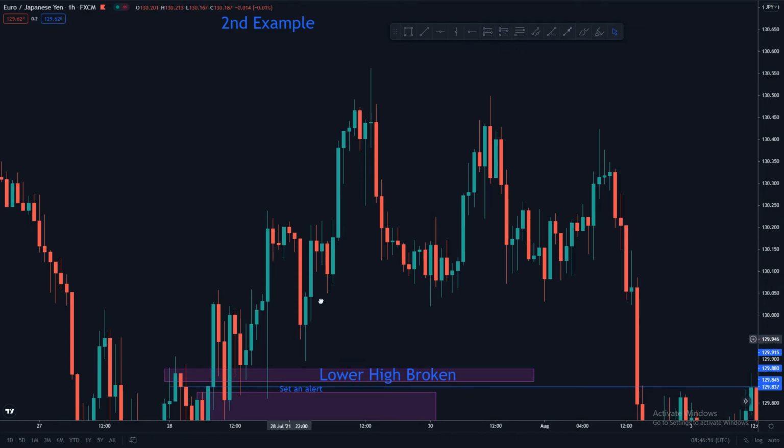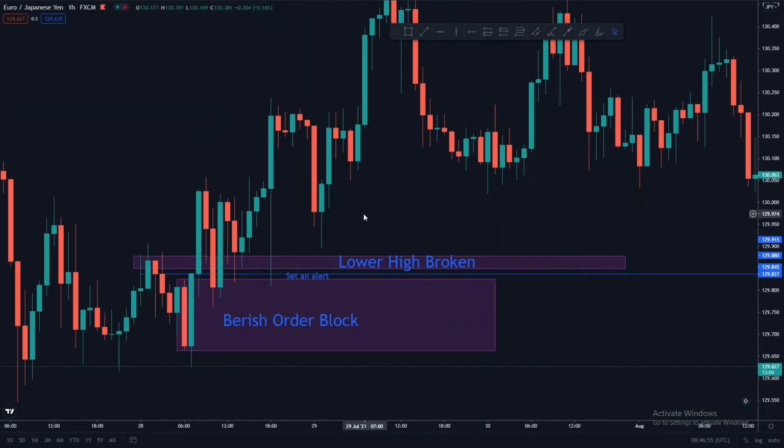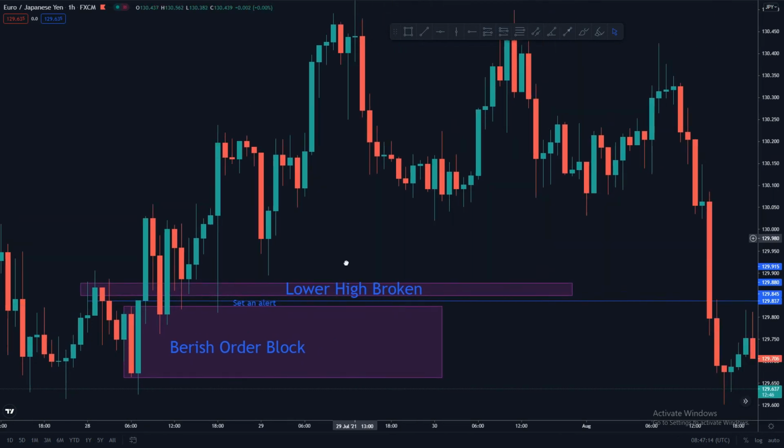Then you can do your entry, or you can do your entries according to your preferences, to the things that you already know, or to the entry strategies that you already know, because you're setting an alert and you do not waste a lot of time waiting for the market to come to you. Okay, that's good.